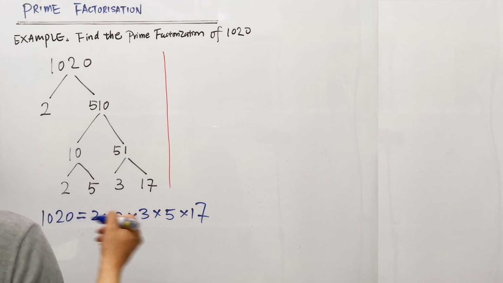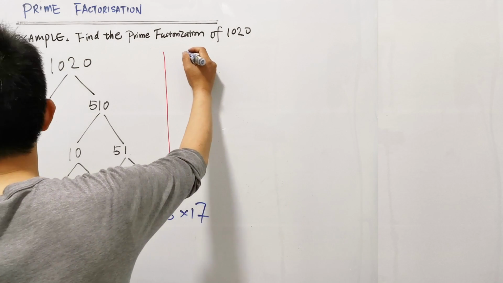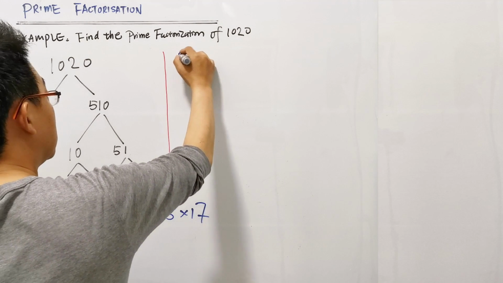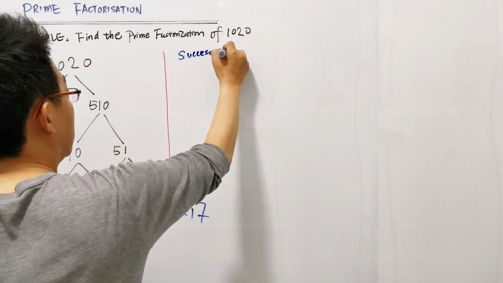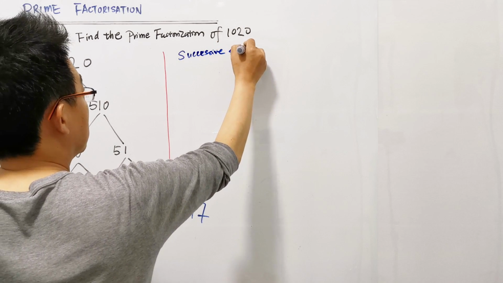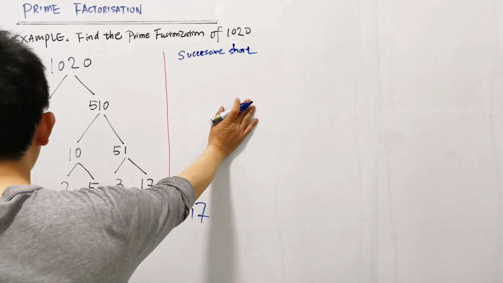We can also find the prime factorization of a number by successive short division of the number by prime numbers until the quotient is reduced to 1. So what's the meaning? The meaning is we can use successive short division.